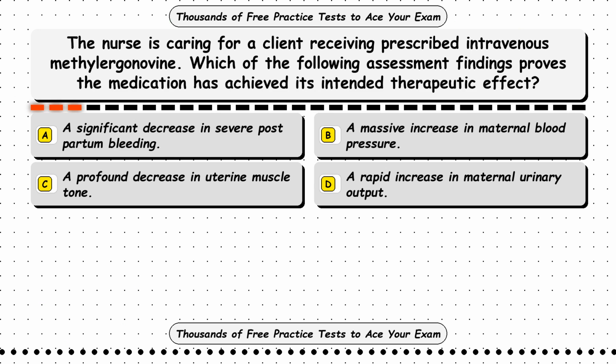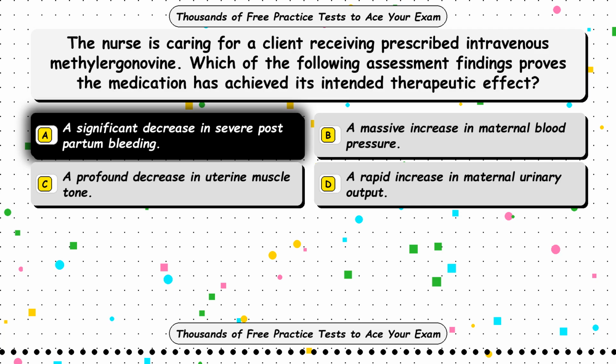Question 123. The nurse is caring for a client receiving prescribed intravenous methylorgonavine. Which of the following assessment findings proves the medication has achieved its intended therapeutic effect? Option A. A significant decrease in severe postpartum bleeding. Option B. A massive increase in maternal blood pressure. Option C. A profound decrease in uterine muscle tone. Option D. A rapid increase in maternal urinary output.